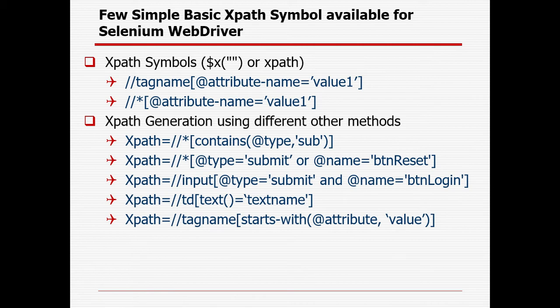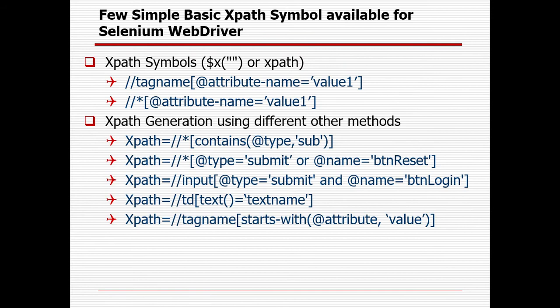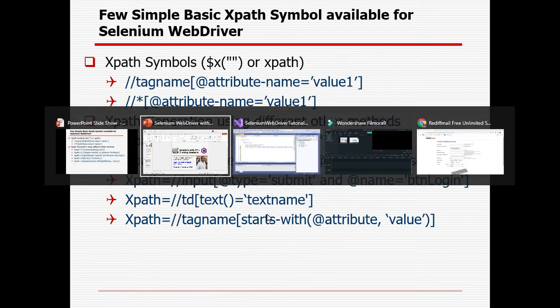And the different generation types I already showed, right? The contains keyword, where you need to give the type and the sub; we can use the or operation, the and operation, we can create the XPath with the help of text, and with the help of starts-with. These are the parts I already covered here. Now let's see why XPath is important. In case there is no ID, class name, or name present, and sometimes these are present but still we need to create the XPath.